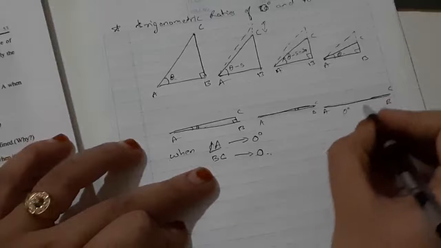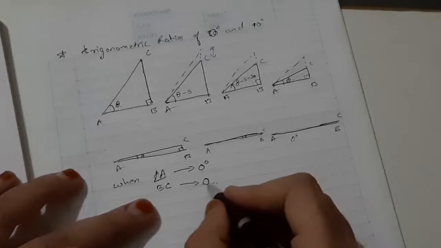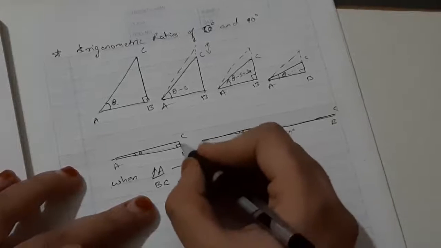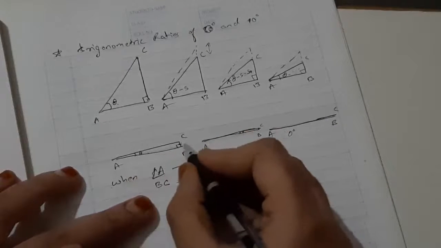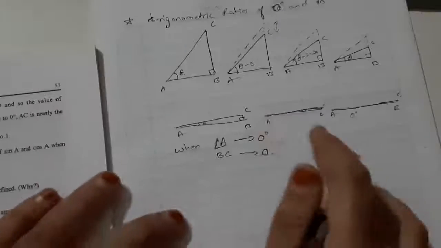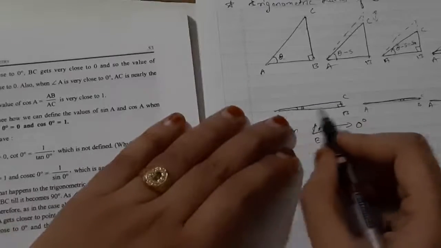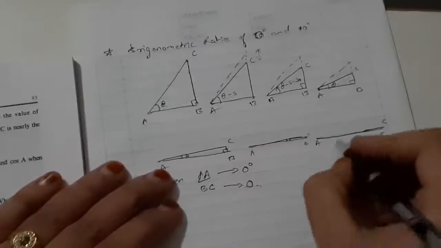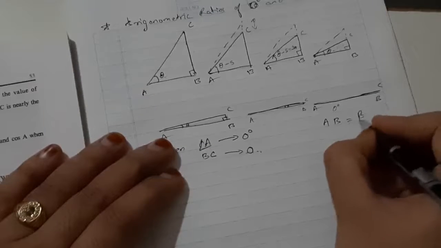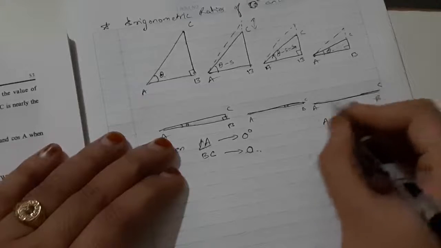So what is sine theta? It is opposite by hypotenuse. So this is opposite, this is hypotenuse, right? AC is nearly the same as AB, so the value of cos A is equal to 1. What is cos A? It is adjacent by hypotenuse, right? So what will happen here? AB will become equal to AC. So AB is equal to AC.